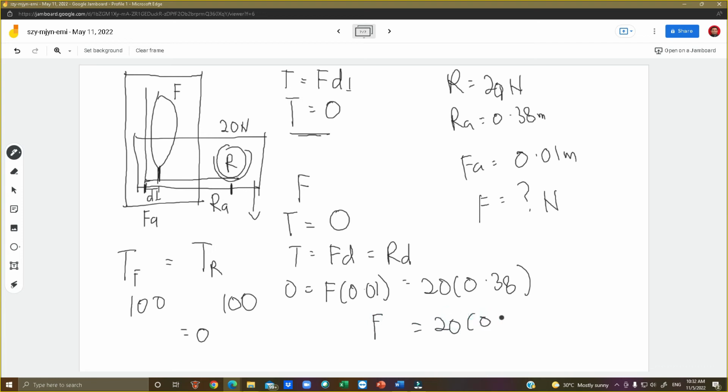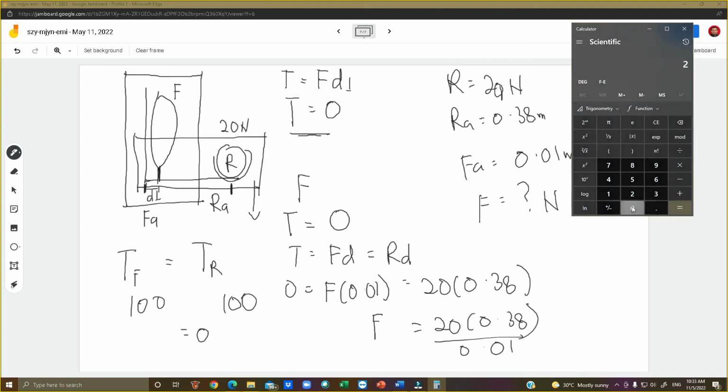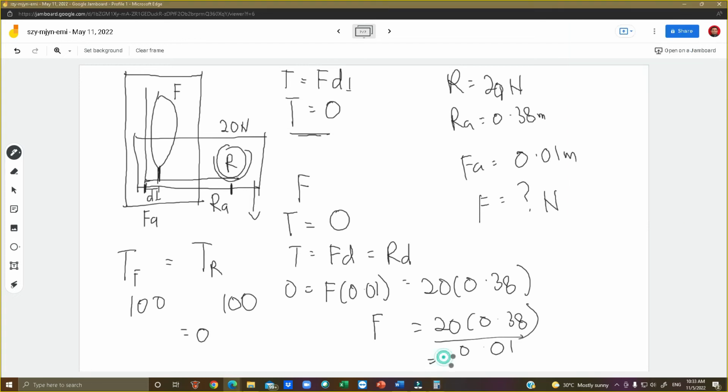Selesaikan je lah. 20, 0.38 divide by 0.01. So, how much F do you have? 20 kali dengan 0.38 bahagi dengan 0.01. 760. What does it mean? It means that your bicep producing 760 Newton of force in order to balance up 20 Newton of weight. Ni adalah equilibrium.